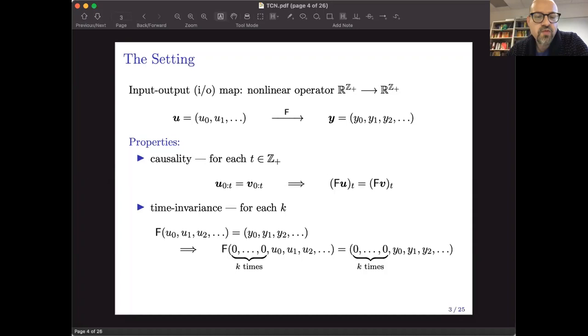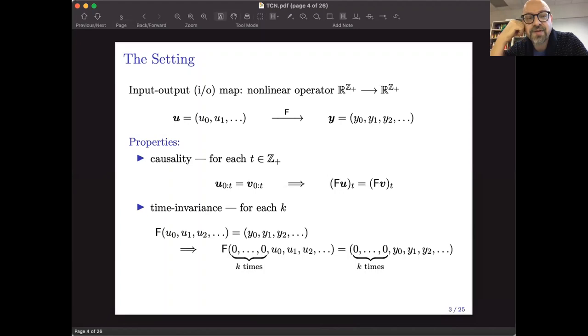We're going to assume causality, which basically means that if two sequences have the same past, up to time t, then the output sequences will be the same as well, right? And we also have to assume something called time invariance. We all know what time invariance means: the shifting of the origin of time does not really change the operation.